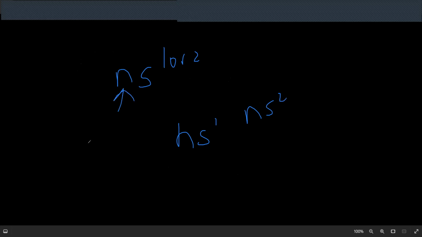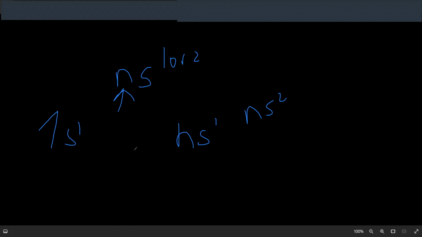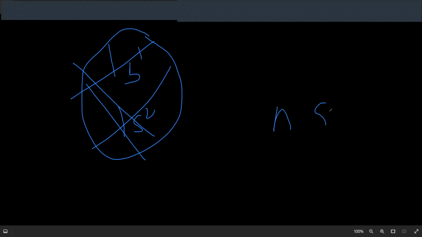You can add any number over here, like 1s1, 1s2. These are all part of S block. Oh, sorry. This is not part of S block. Now, I'm not quite sure about this 1s1 and 1s2, so I don't know about this, okay? Let's not check it. I'm just saying that the general case is ns1 or ns2.